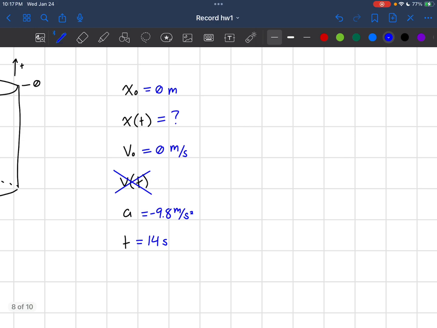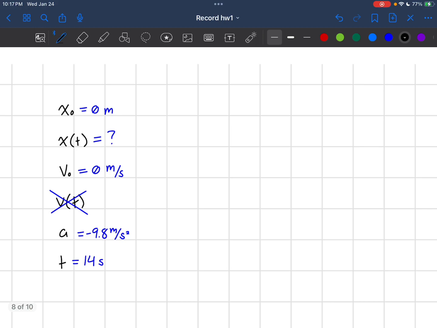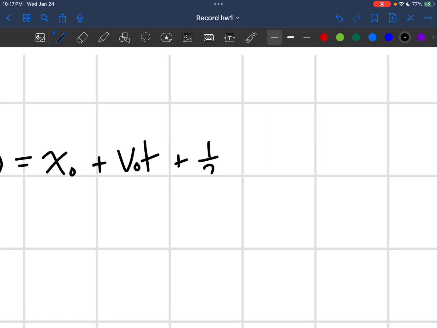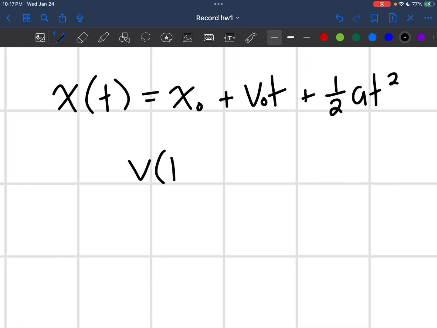So I have a lot of variables, and we have a few different kinematic equations we could use. I'm going to write down both of them. x of t is x naught plus v naught t plus 1/2 a t squared, and v of t is v naught plus a t.